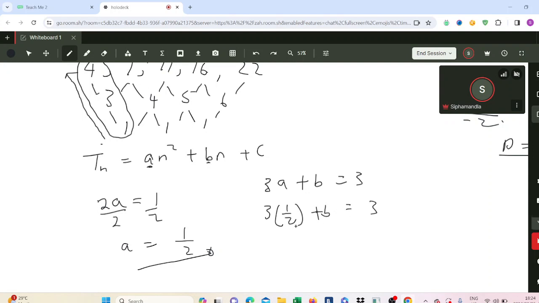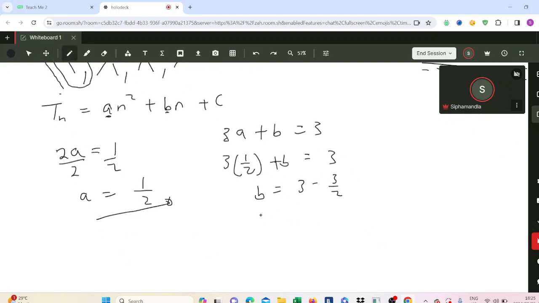That would be 3 over 2, so b is equal to 3 minus 3 over 2, right? Which will be equal to b equal to, let me take the LCD, which is 1, that is over 1. 1 divided by 2, that is 2 times that is 6, because 1 divided by 2 is 2, times 3 is 6, minus 2 divided by 2 is 1, times 3 is 3.